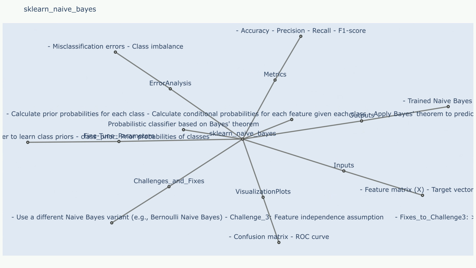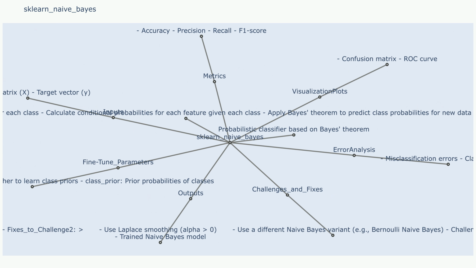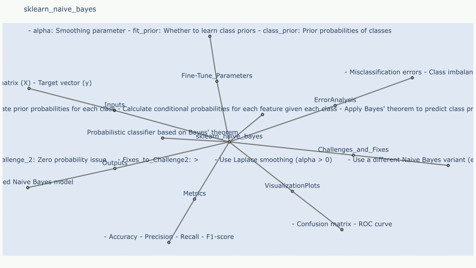Metrics: Accuracy: the proportion of correctly classified instances. Precision: the proportion of correctly predicted positive instances out of all predicted positive instances. Recall: the proportion of correctly predicted positive instances out of all actual positive instances. F1 score: the harmonic mean of precision and recall.